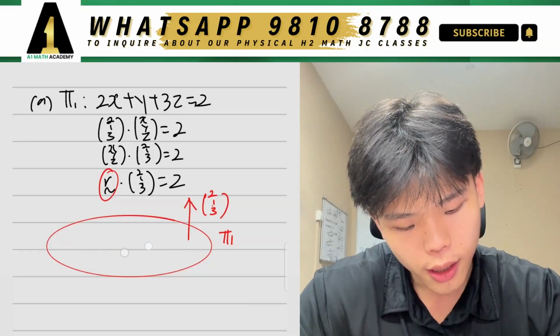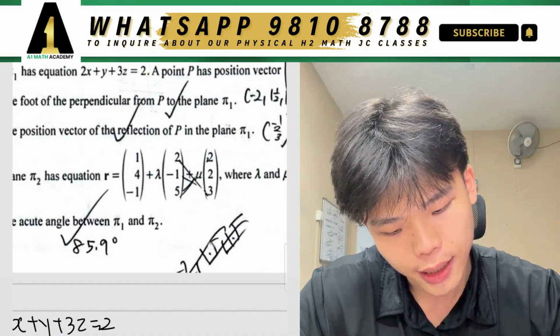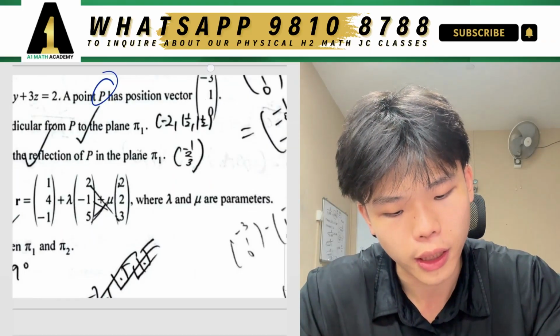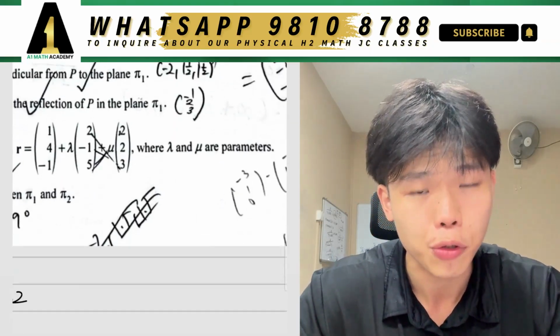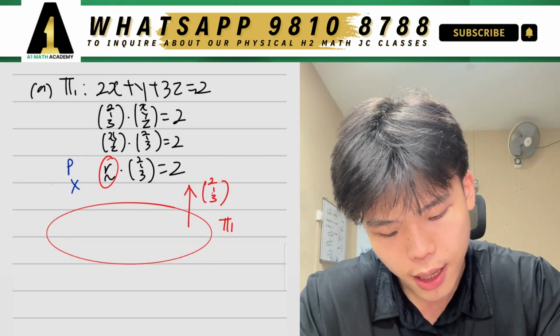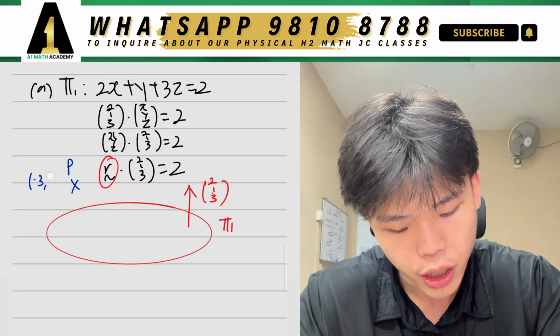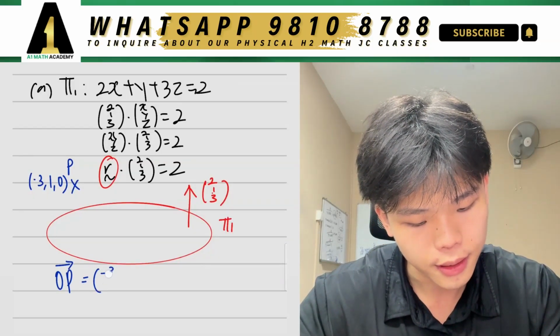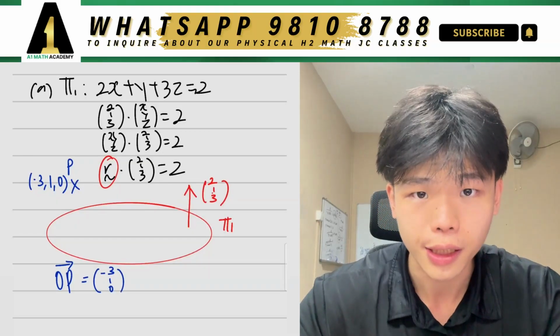So now I have an additional point which is P, and this P does not lie on the plane, right? I know that this part is a little bit cut off, but here is (-3, 1, 0). So you can imagine that I have a point P over here. This is P, and the coordinates of P are (-3, 1, 0). So over here we can infer that OP is (-3, 1, 0), right?